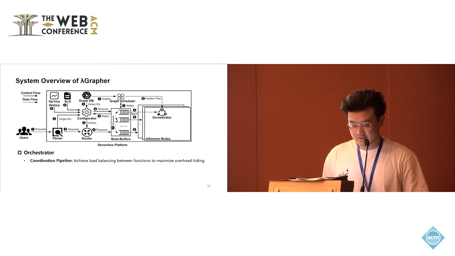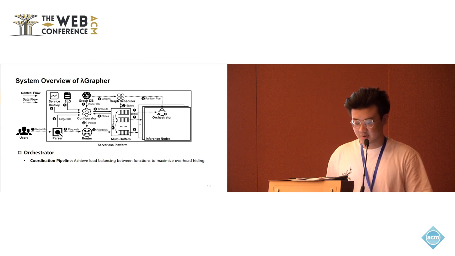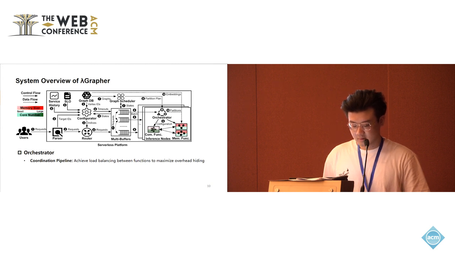Meanwhile, the graph scheduler reschedules the requests within multi-buffers and performs dynamic graph scheduling. When a buffer times out, the batched requests are sent to the newly created orchestrator. The functions perform collaborative inference as per the orchestrated process.